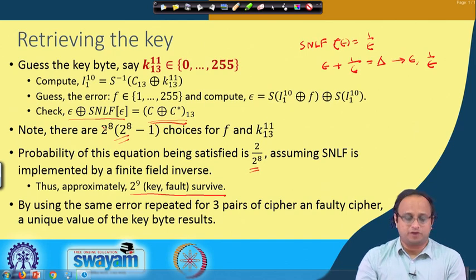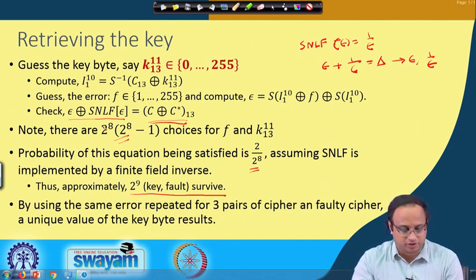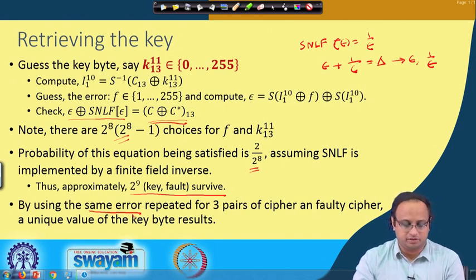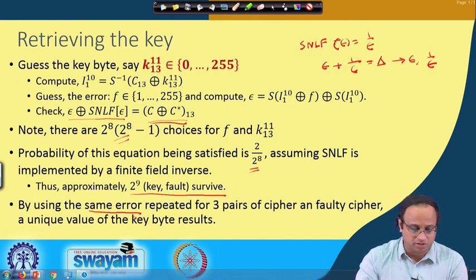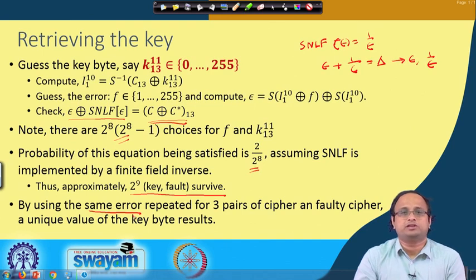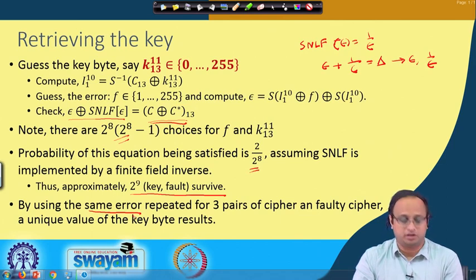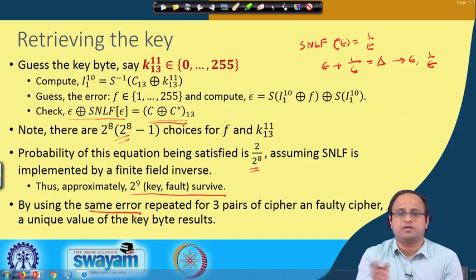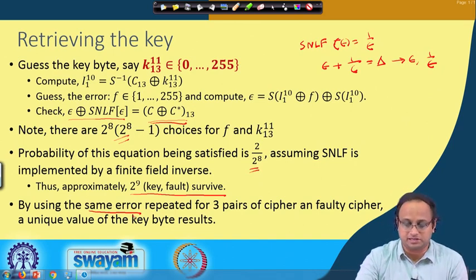Now what I will do is repeat this error test by using the same error. Note that if I vary the error, then this attack will not work. So I keep the same error, so the error is constant, and I repeat it for 3 pairs of ciphertext and faulty ciphertext to obtain a unique value of the key byte. This attack can be extended to the other byte positions, and therefore we can perform a fault attack in this particular model.